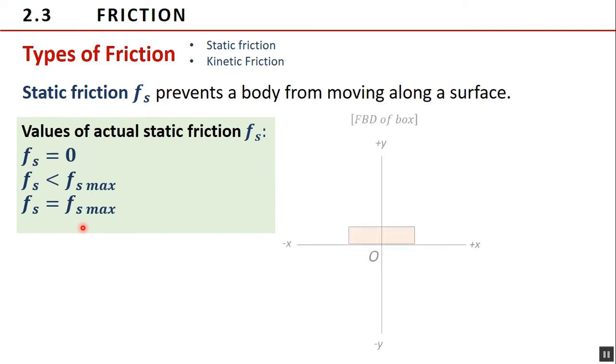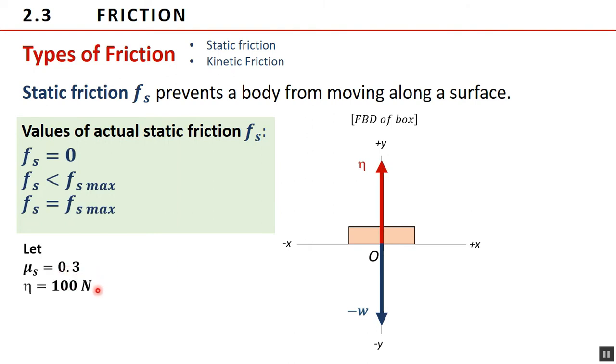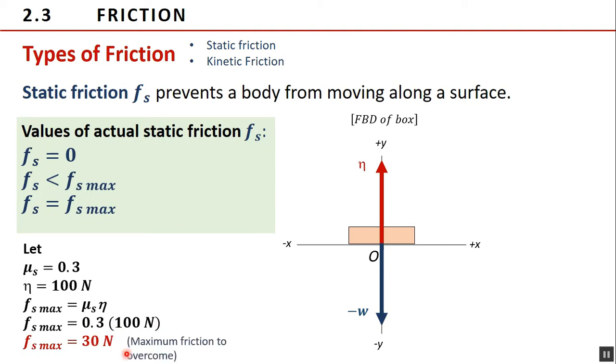To explain this, here we have a box resting on the table. The forces acting on the box are weight and normal force. Now consider a coefficient of static friction, μs, of 0.3, and the normal force exerted by the table on the box is 100 newtons. Using the formula for maximum static friction, multiplying 0.3 and 100 newtons will give a maximum static friction of 30 newtons. And this is the maximum friction that we need to overcome to slide the box.